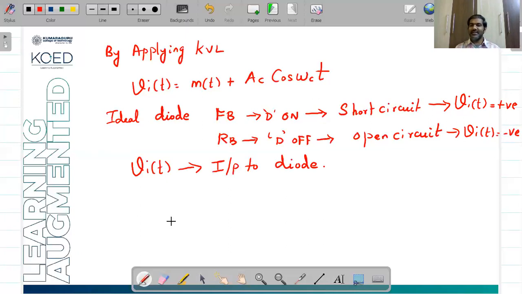This is the logic we will use to generate AM using the switching modulator. The logic is very simple. When the diode is forward biased, it acts as a short circuit, and this will happen when your input is positive. When reverse biased, the diode will be off and act as an open circuit, and reverse bias will happen only when your input is negative.